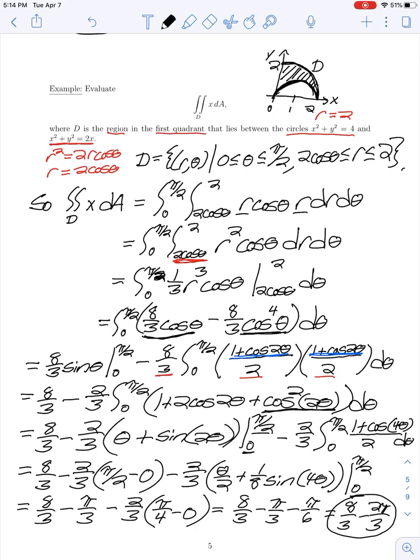So we see that in this case the region is bounded by polar curves. We sometimes get these messy expressions involving powers of sine or cosine, and we have to think back to our Cal 2 techniques to see how to integrate those functions.